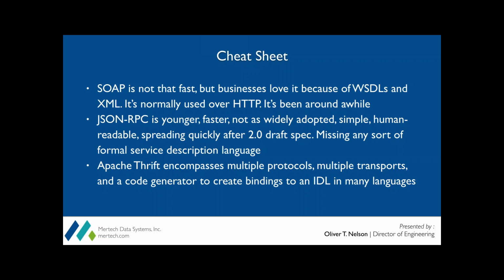Apache Thrift is much more than a protocol. It includes transports, an interface definition language, a code generation tool that allows you to create bindings to a Thrift API in many, many languages. So when we think about what each of these are, that's essentially an overview. SOAP was that XML, structured message transmission, JSON-RPC, remote procedure calls, no service description, and Thrift includes a whole bunch more, and we'll dig into that.